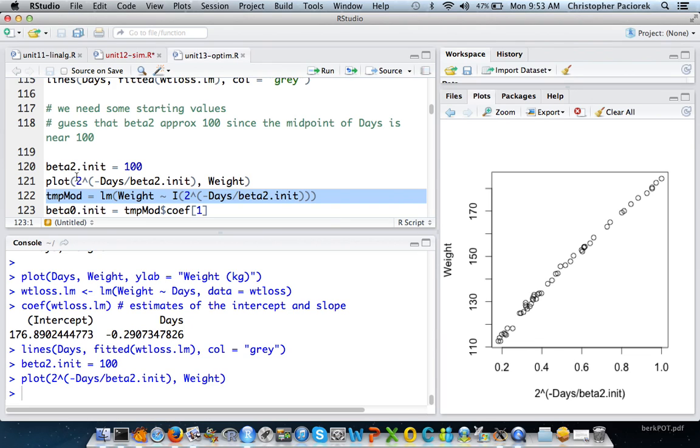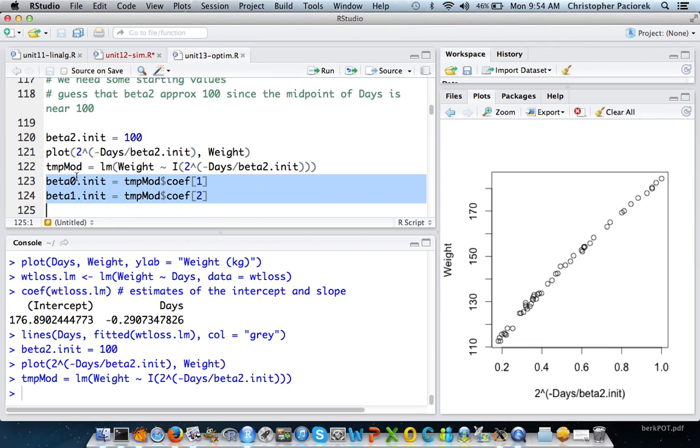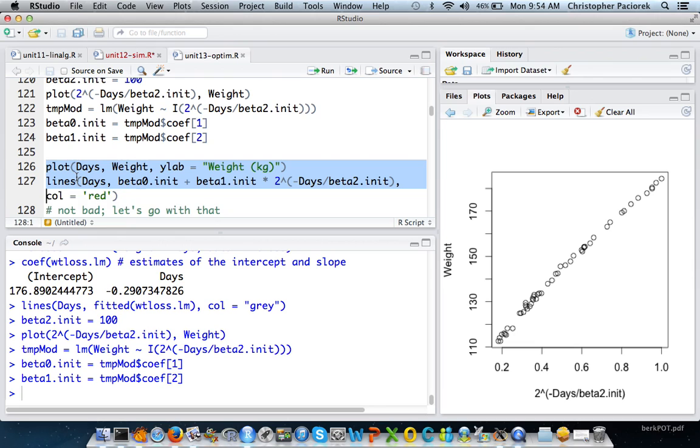So now I'm just going to do a linear regression to get the weight on the 2 to the minus days over beta 2. I think this I function allows me to insert an expression here without having to create the variable as a named variable. And now I can just set my initial values for beta 0 and beta 1 from having done that regression. Okay, so let's actually plot.